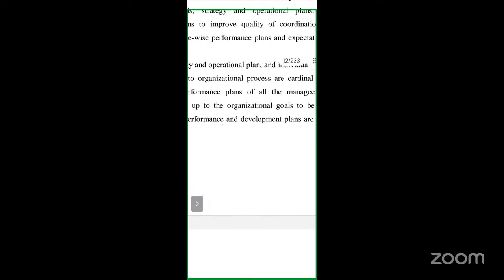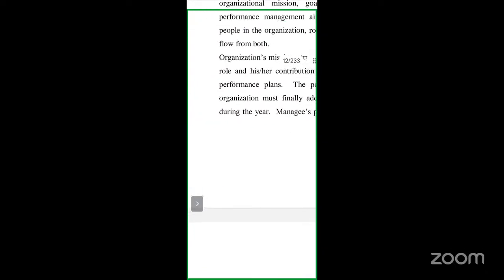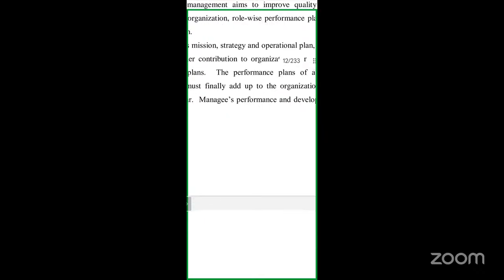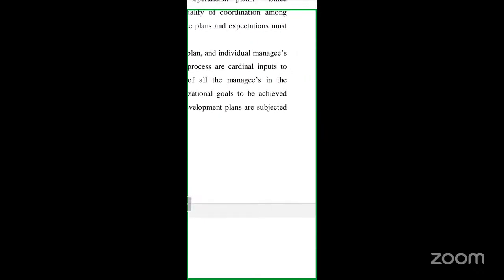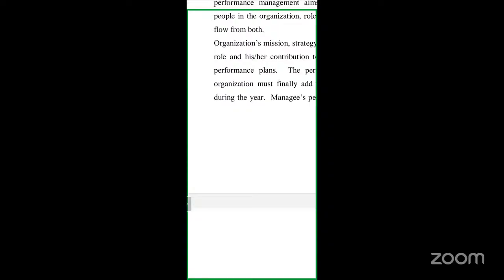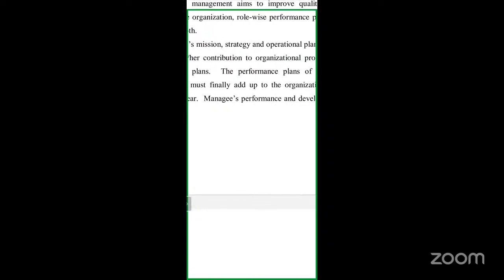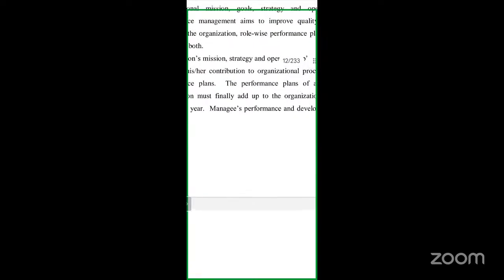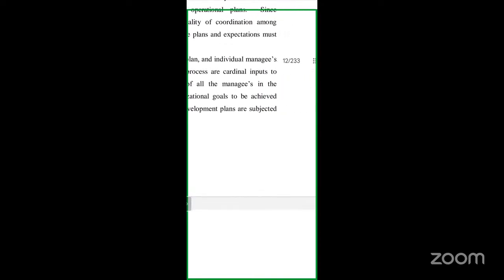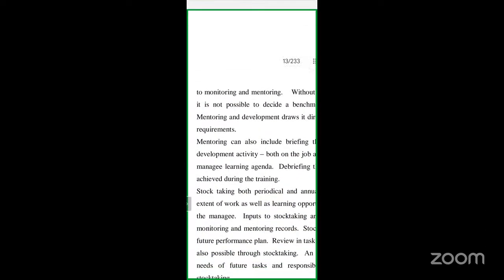The performance plans of all the managers in the organization must finally add up to the organizational goals to be achieved. So each and every organization has some goals. In order to achieve those goals, performance management plays an important role at manager level, managing performance and development plans, subject to monitoring and mentoring.